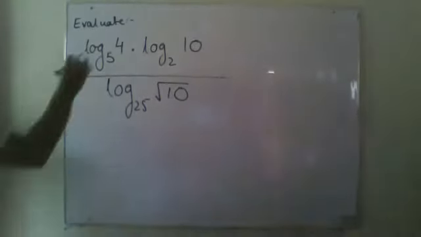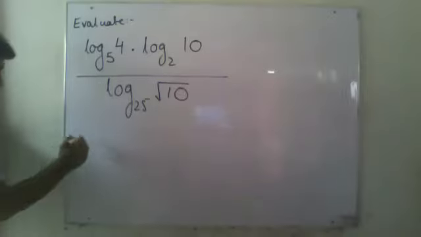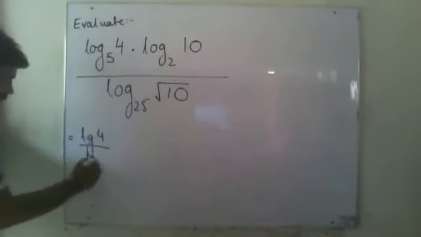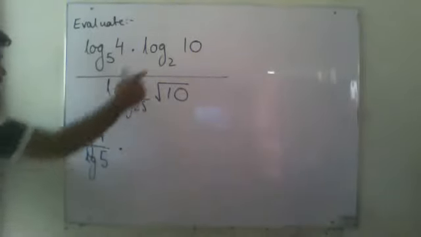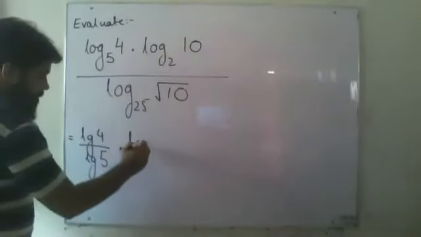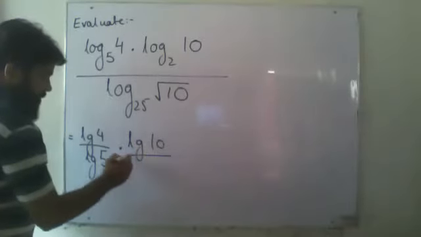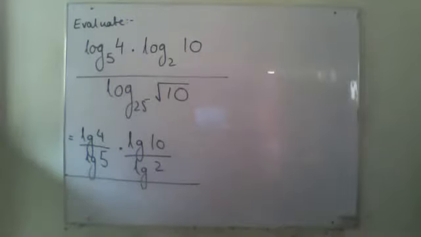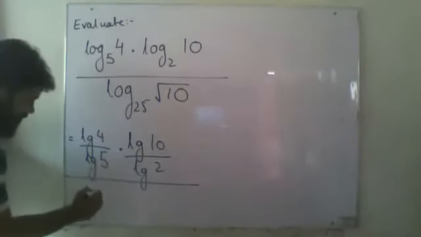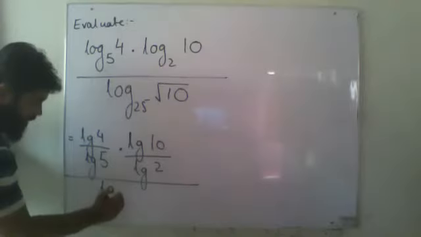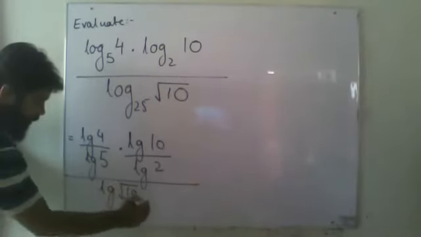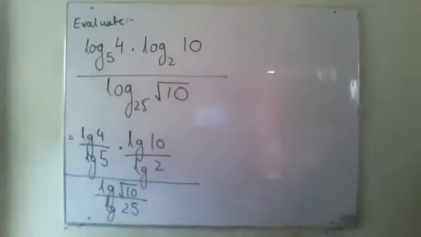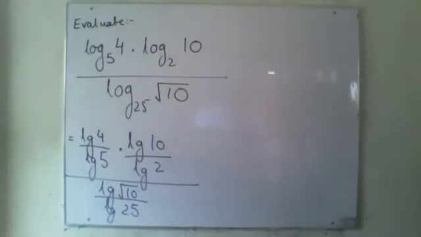Okay, so this will become lg 4 over lg 5, multiplied by lg 10 over lg 2, divided by lg under root 10 over lg 25. Okay, this is the thing which we have got right now.